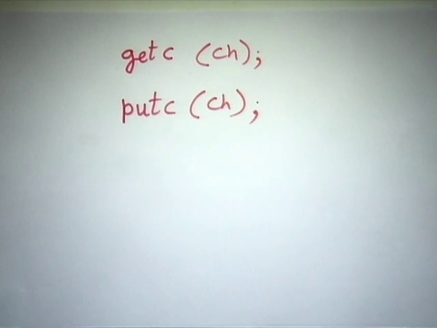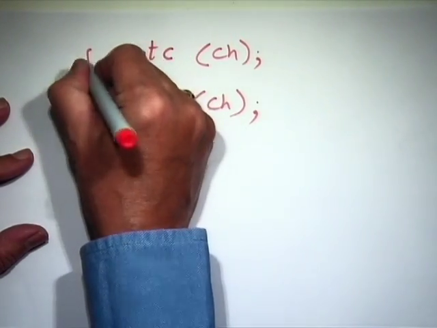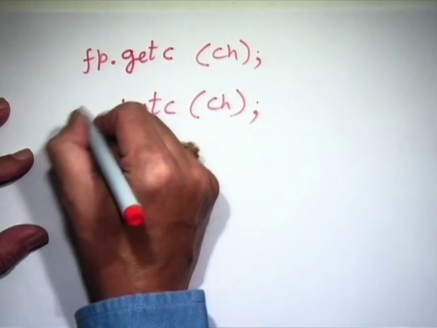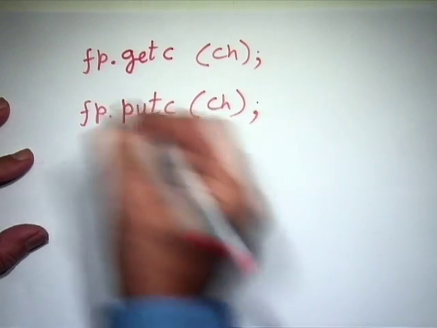I have to be careful when I read and when I write. Please note that I can have a pointer for reading, a pointer for writing, and unless I am very careful, I might read from somewhere and write somewhere else. The basic capability I forgot to mention is not actually read and write. The basic capability is get character and put character. Of course, you have to mention the file. So let's say if your file pointer is fp, you will say fp.getc or fp.putc.